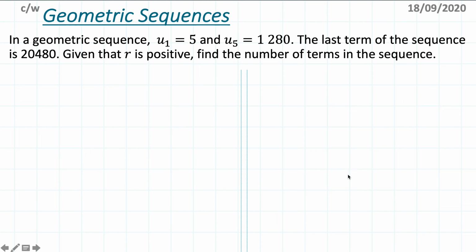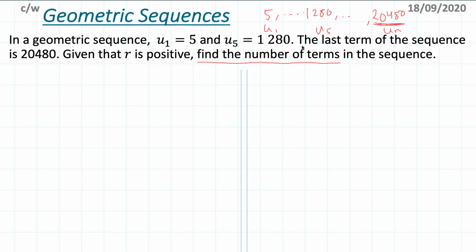Now, what if the n is missing? So this will be slightly different. So find the number of terms. This is the n. So pause the video, read the question again. So if it tells you the last term of the sequence is 20,480, so we have 5, we have something, we have 1,280, and then we continue and we have 20,480. Okay, so this is our last value. So this is going to be un. We don't know what this is, the u5, and this is u1.